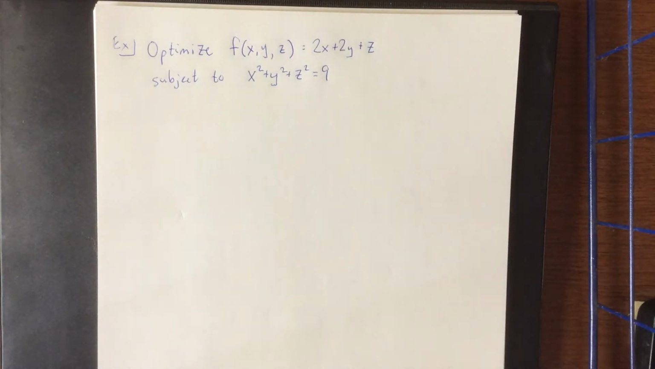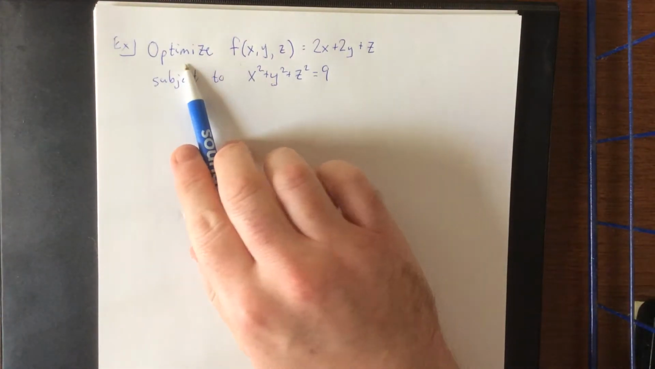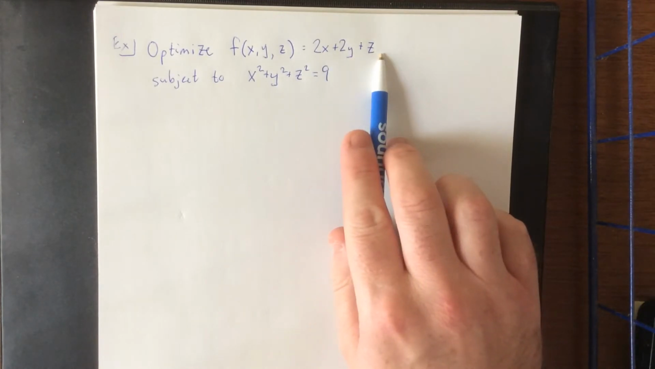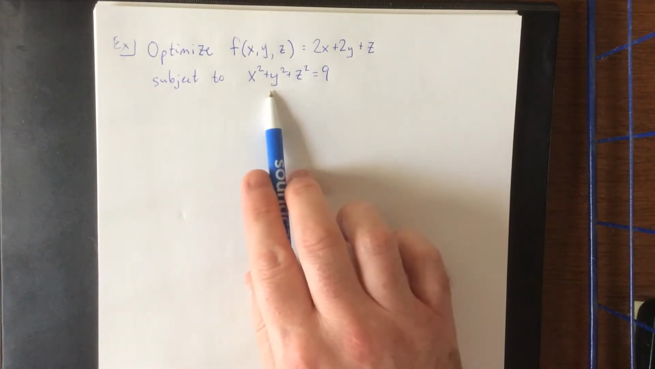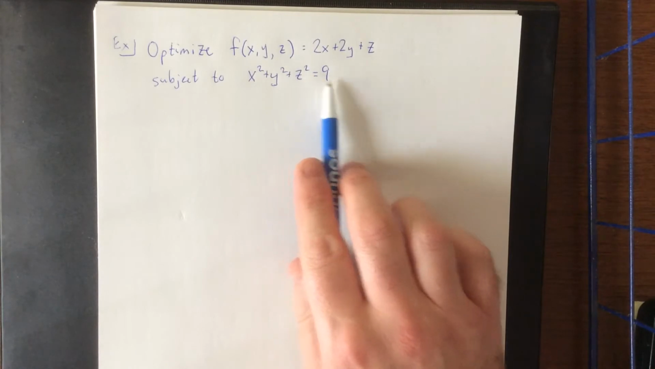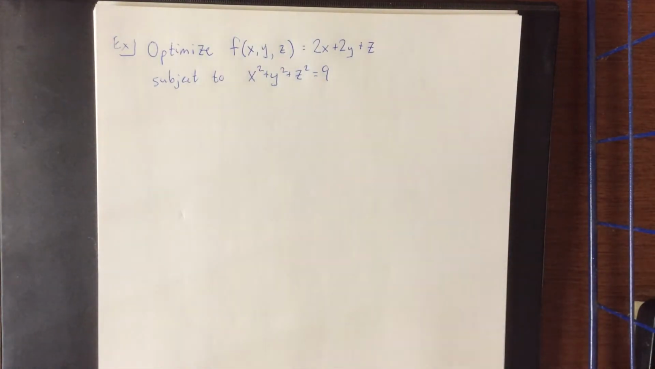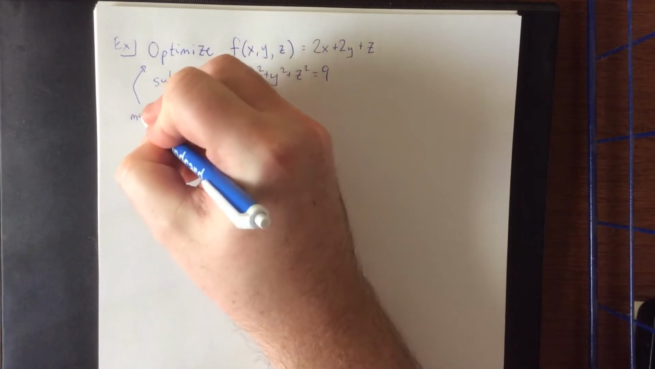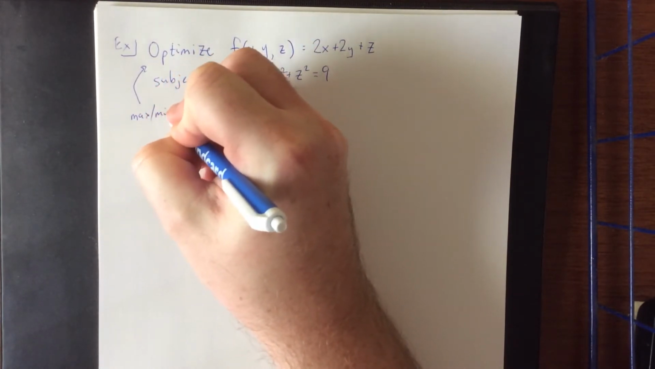Now that we've introduced the concept of Lagrange multipliers, we are going to attempt to apply it in a given problem. What I'd like to do is optimize the given function, f of x, y, z is equal to 2x plus 2y plus z, subject to the constraint x squared plus y squared plus z squared is equal to 9. Now please know that when I say optimize, what I'm really saying is that we are going to both maximize as well as minimize.